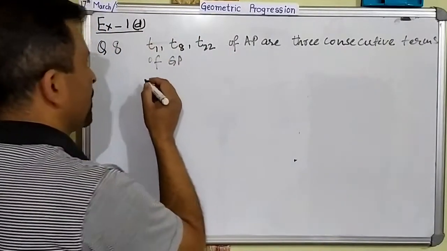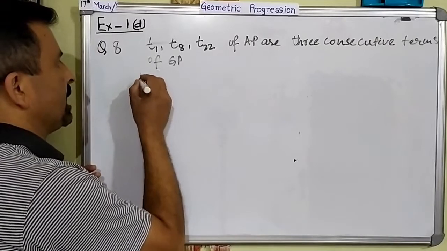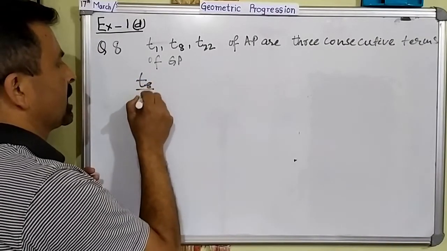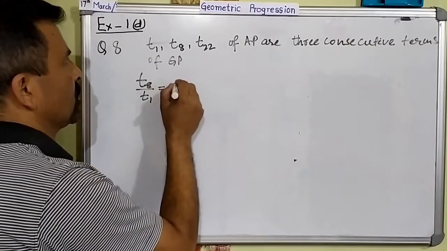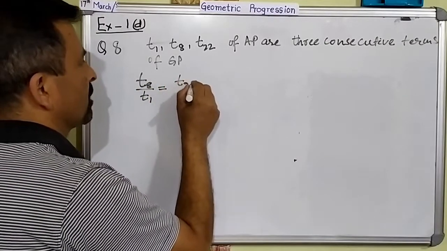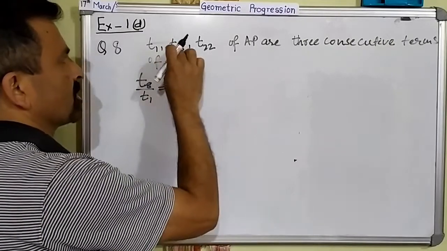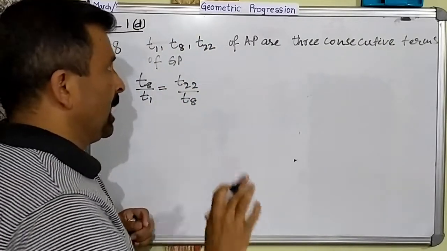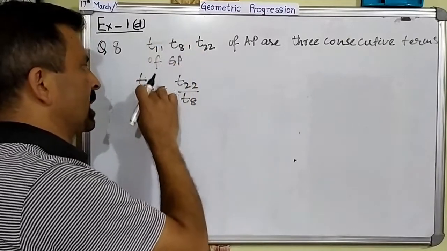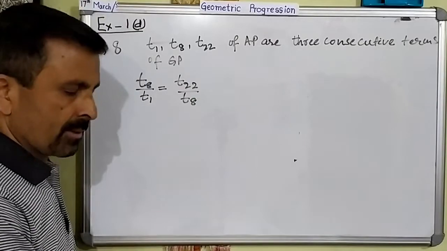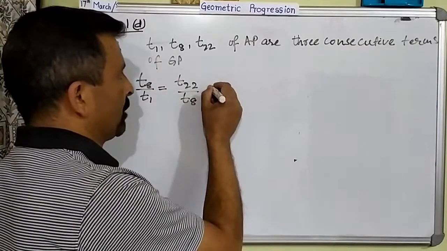Therefore, we can write this as T8 over T1 is equal to T22 over T8. Why? Because these three terms are said to be in GP, and therefore the ratio of these two consecutive terms will be the same as the ratio of these two consecutive terms. Is it okay?